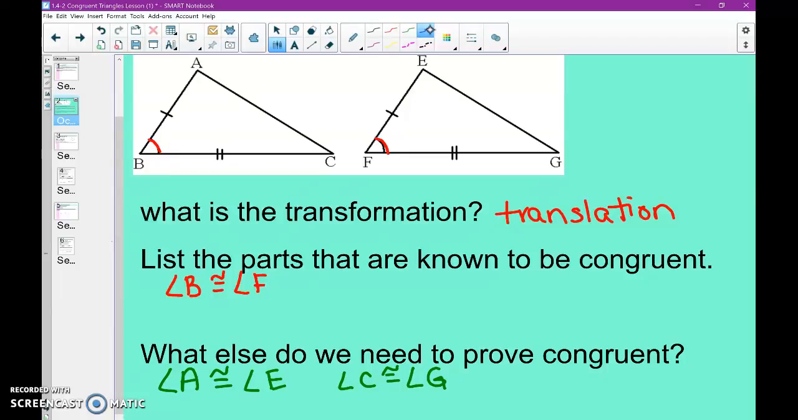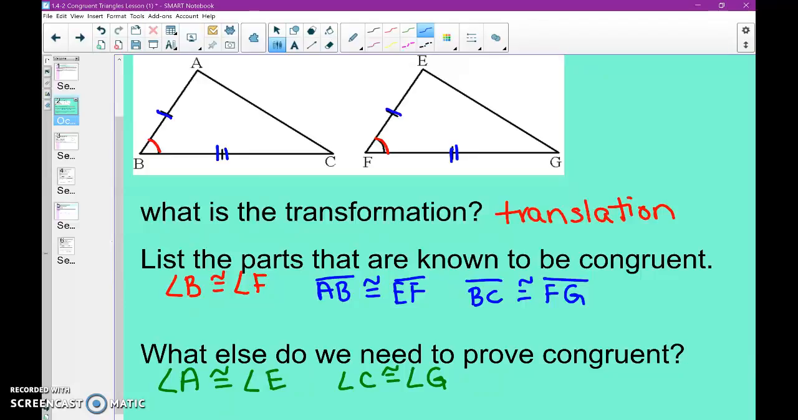Take a look at our sides. These little tick marks here mean that AB is congruent to EF. And these double tick marks mean the same thing about that set of sides. So BC is congruent to FG. So they give us two of the three sides. We don't know anything about this third side yet because, again, nothing's marked.